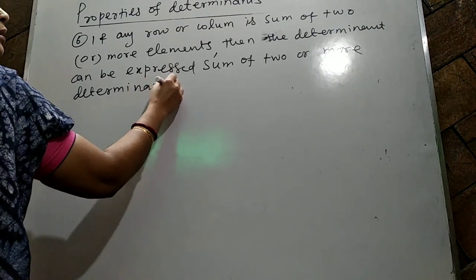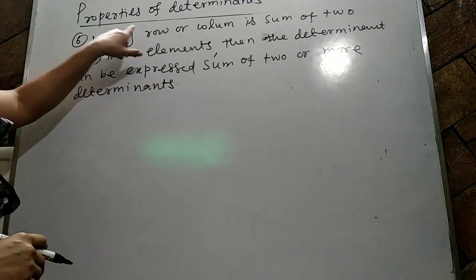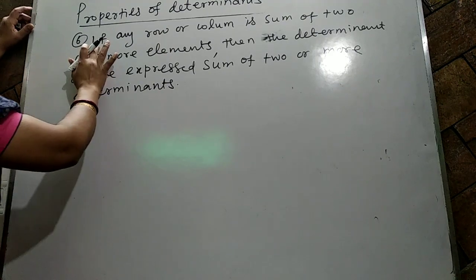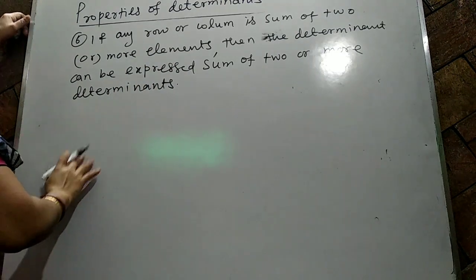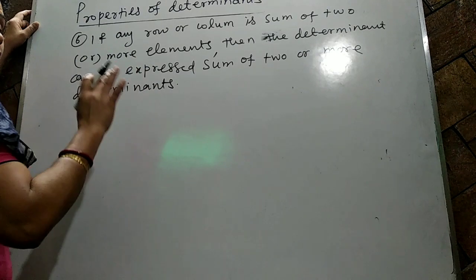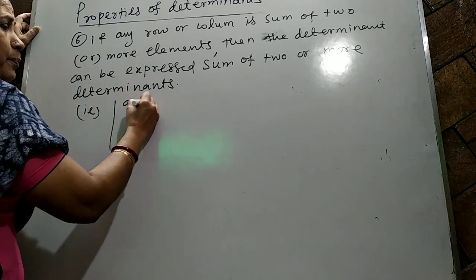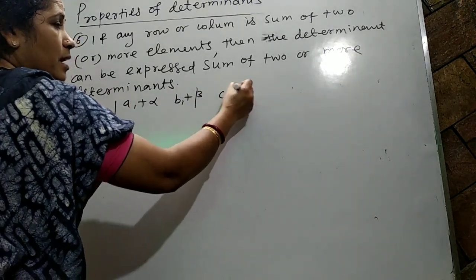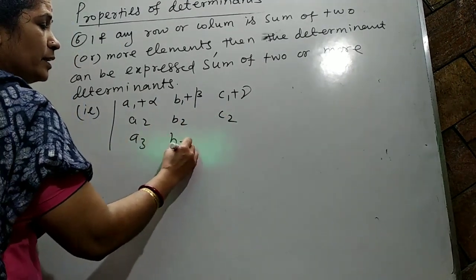But one of the most important properties: if some row or column, that means sum, otherwise you can write like this. If any row or any column is a sum of two or more elements, then the determinant can be expressed as a sum of two or more determinants. Like that, I'm giving the property here: the determinant with first row A1 plus alpha, B1 plus beta, C1 plus gamma, then A2, B2, C2, and then A3, B3, C3.